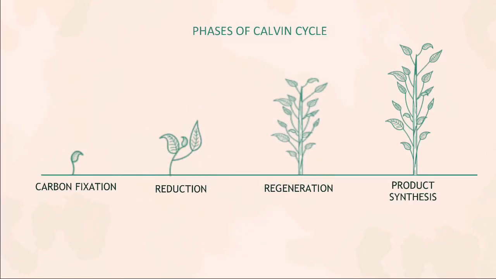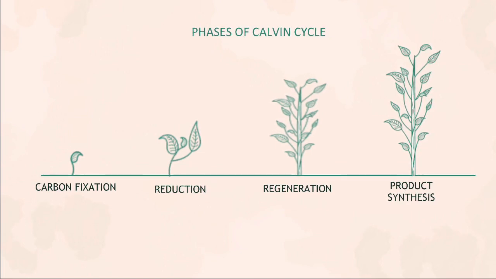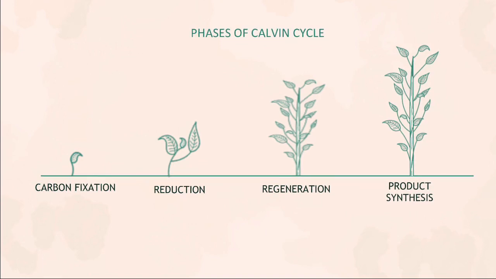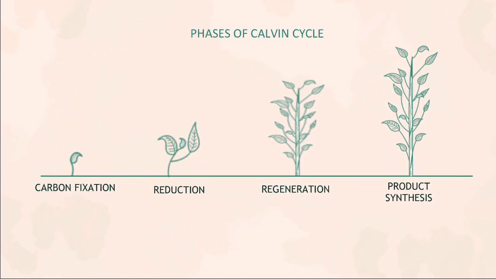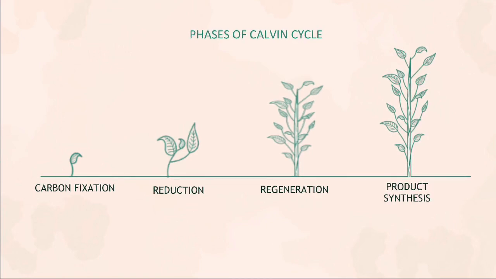Okay, what is the Calvin cycle? From the slide, the Calvin cycle is divided into 4 phases. The first phase is carbon fixation, which is followed by the reduction phase, then the regeneration phase, and finally we have product synthesis.